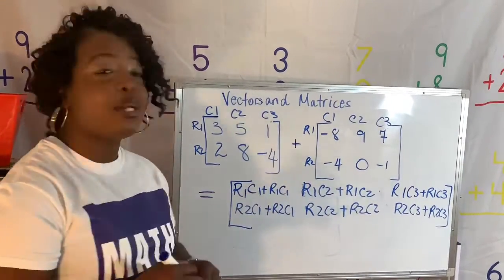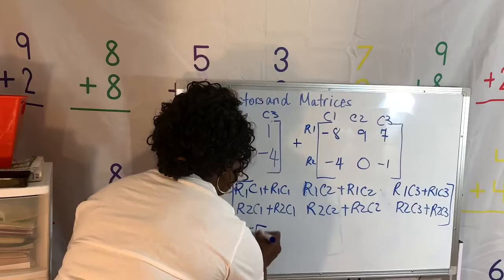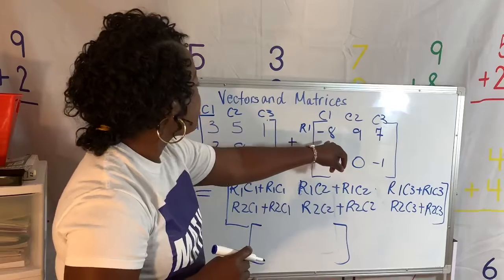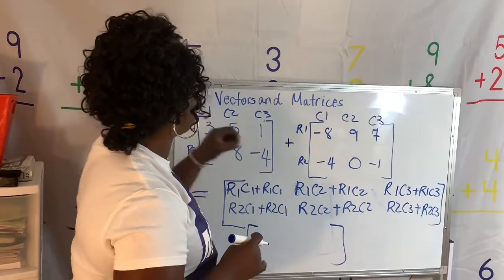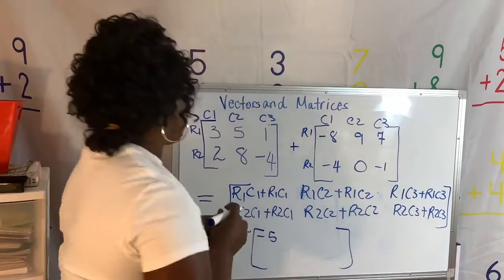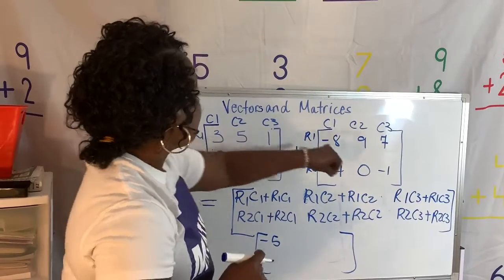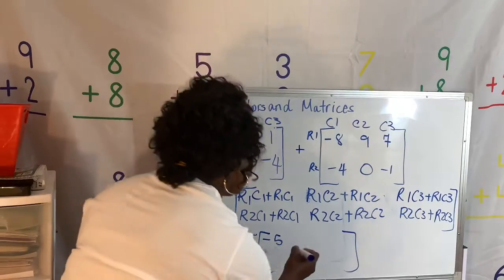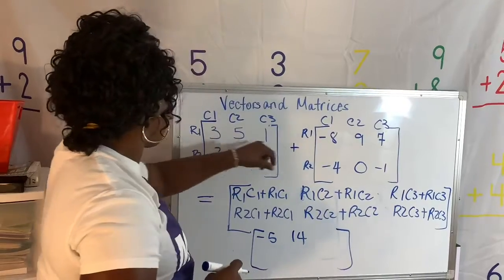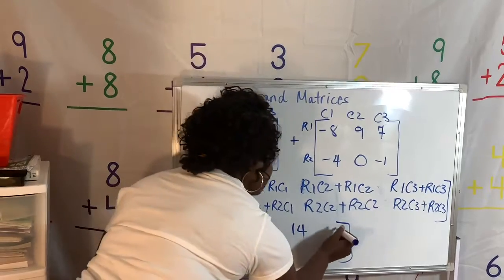So now we can just go ahead and plug the numbers in and then finalize to get our answer. So let's do that really quickly. Again, we have row 1, column 1. We're adding that to row 1, column 1. So we have 3 plus -8. That will give us a -5. Now we're adding row 1, column 2. So we have 5 plus 9, that is 14. So we're going to end up with 14 here. We have row 1, column 3. We're adding 1 to 7. And 1 plus 7 gives us 8.